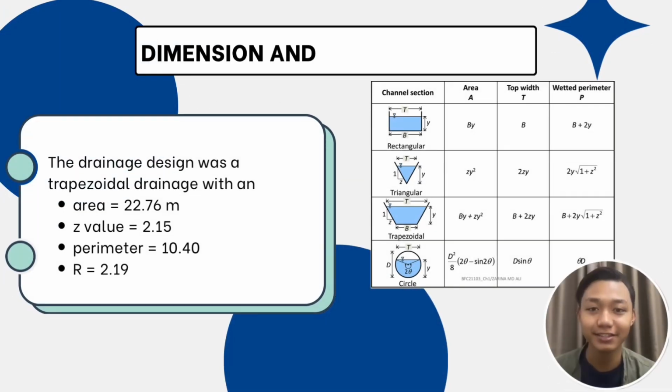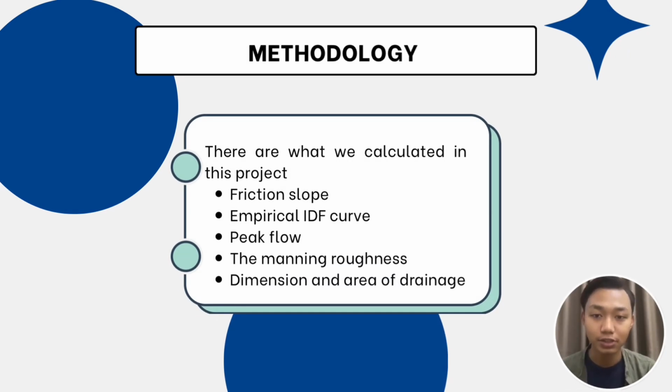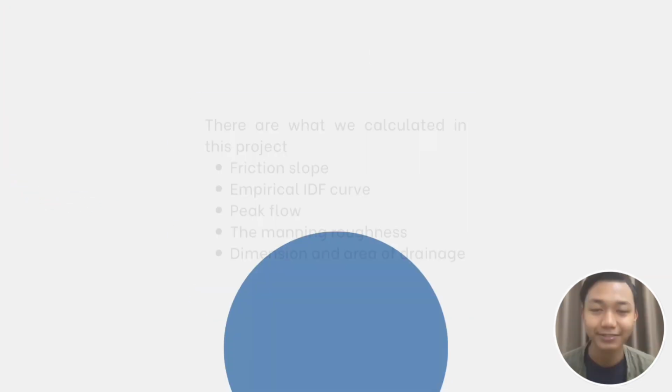Okay, next is the dimension and area of the drainage. The drainage is a trapezoidal drainage, and the area is 22.76 square meters, the Z value is 2.15, the perimeter is 10.40 and R is 2.19. For the last part of the methodology, what we conclude in this project is the friction slope, empirical IDF curve, the peak flow, the Manning roughness and the dimension and area of the drainage. This calculation will be shown in the analysis data.